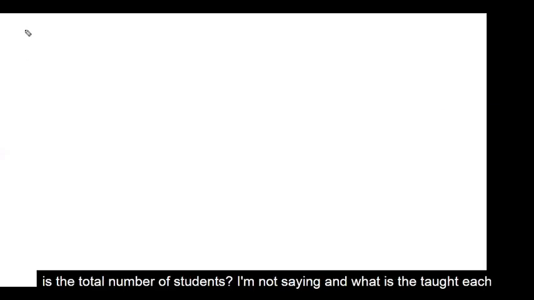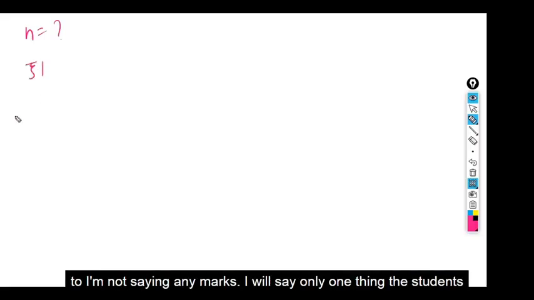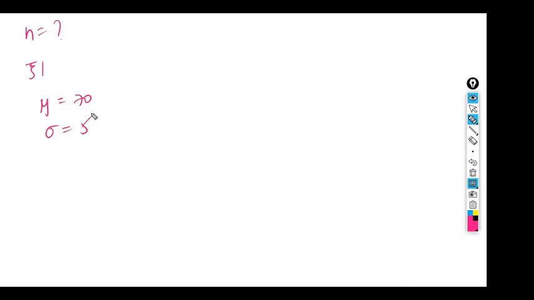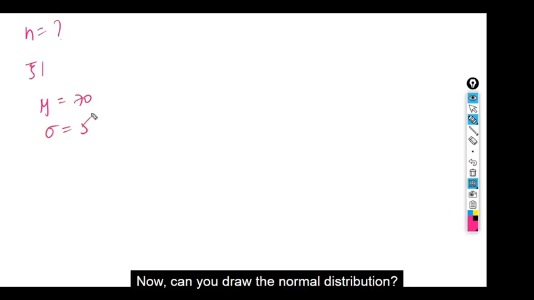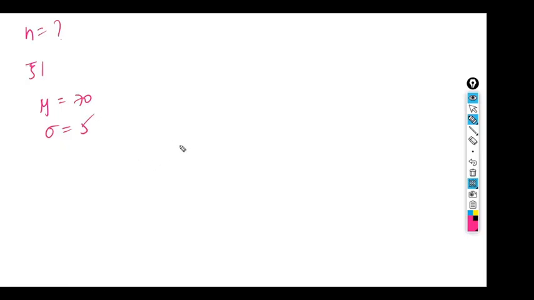I will not say what the total number of students is. I am not saying each student's marks either. For student 1, student 2, I am not giving any marks. I will say only one thing: the students form a normal distribution where the mean, the average mark, is 70 and the standard deviation is 5. Now, can you draw the normal distribution using these two values?